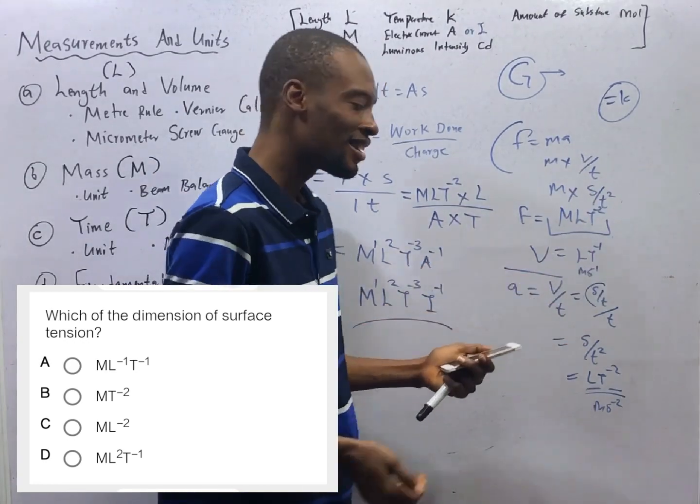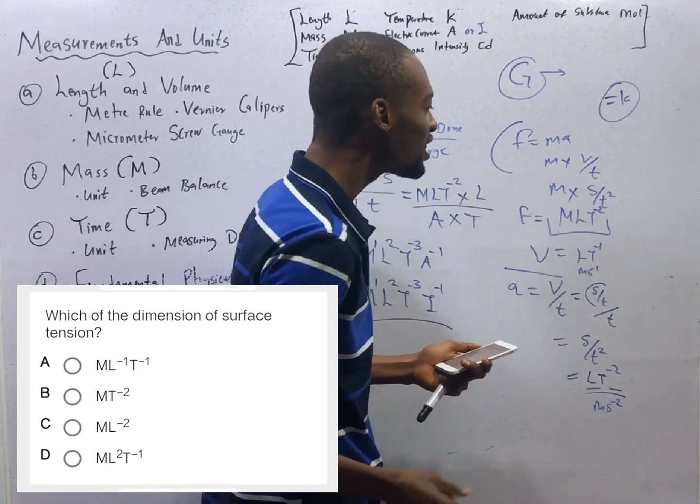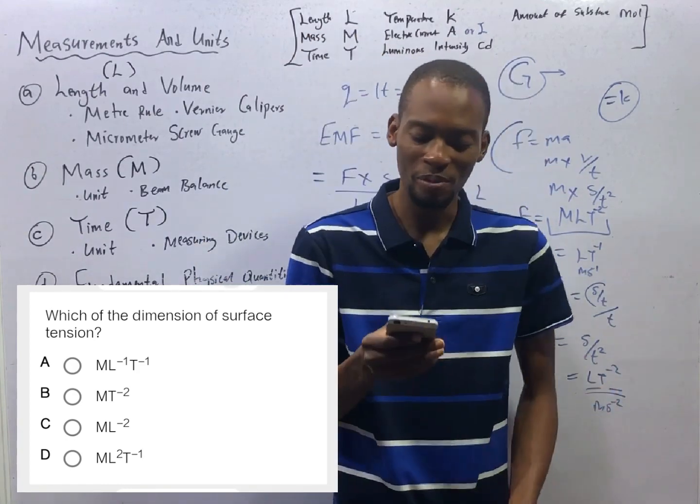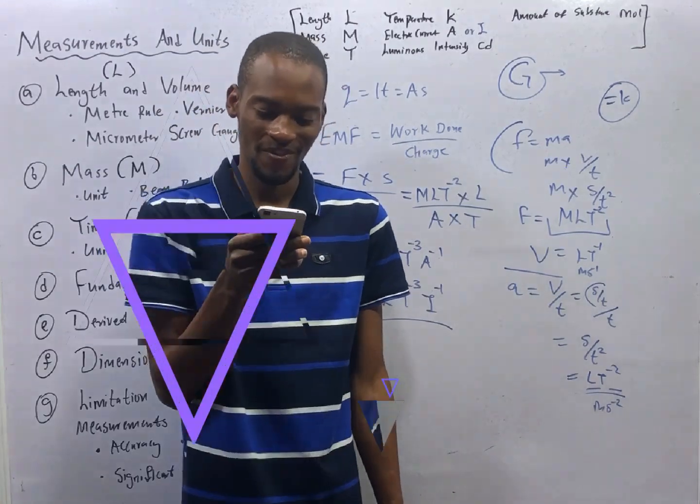Length is L. So this divided by L goes. You are left with m T raised to the power of minus 2. So option B is the dimension for surface tension.